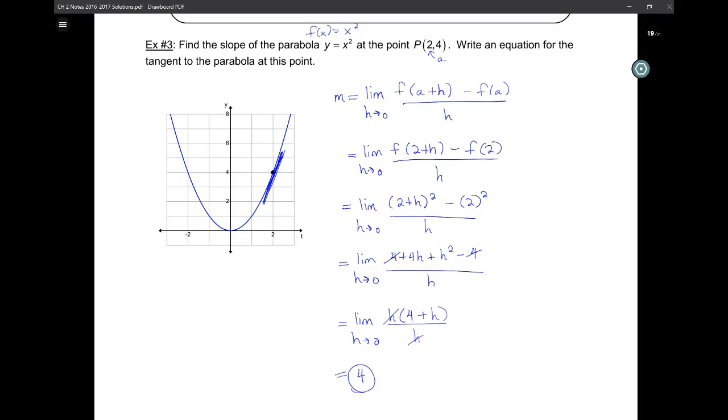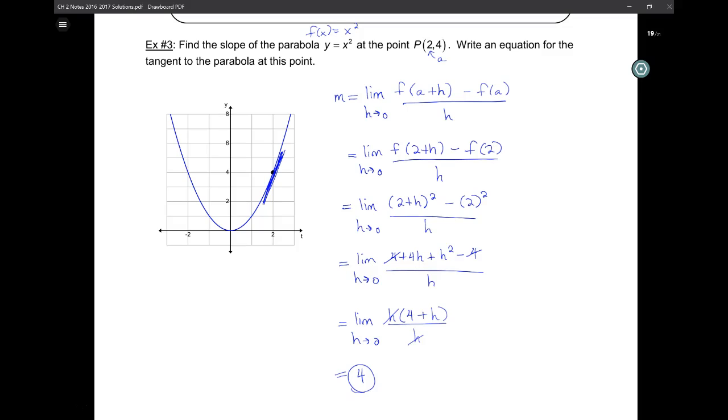Okay, so our goal here, and our goal every time we use this formula, it's always going to be over h. So our goal always when we're using this instantaneous rate of change formula is to get rid of the h on the bottom because we can't plug in with an h on the bottom.